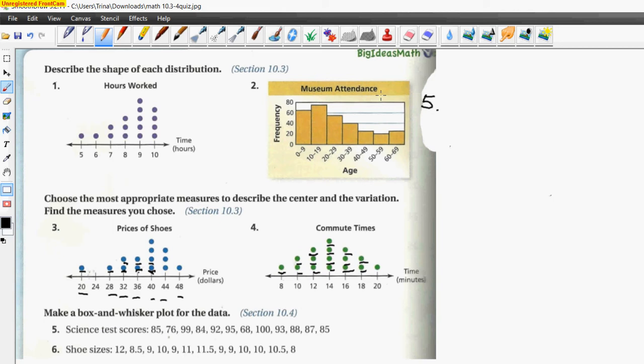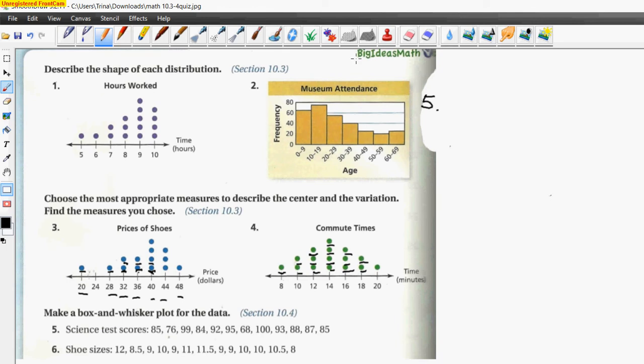Number 5, it says science test scores. You have 85, 76, 99, 84, 92, 95, 68, 100, 93, 88, 87, and 85. What is the first thing we're going to do? The first thing we're going to do is put these actual numbers in order because they're scattered all over the place. So you know you have to have order. It has to go in sequence anytime you're dealing with these numbers. And if you know the sequence, that's really half of the battle. So let's deal with that right now.